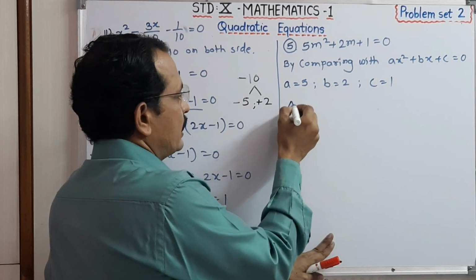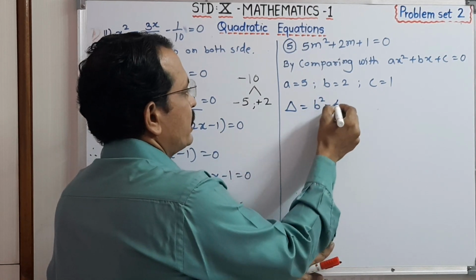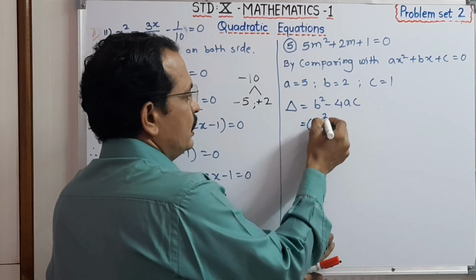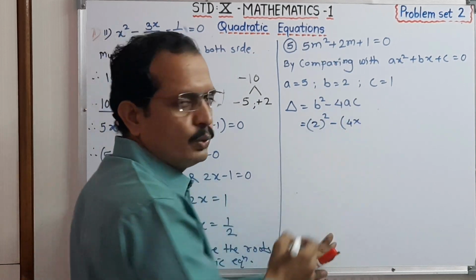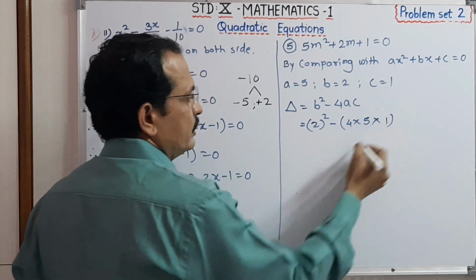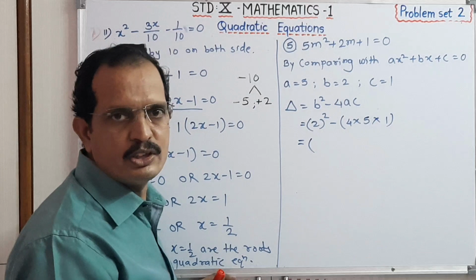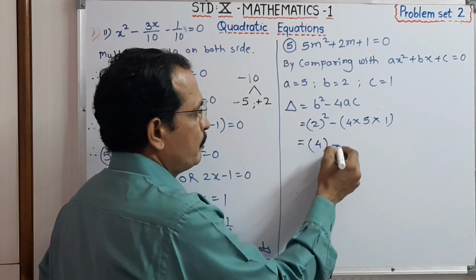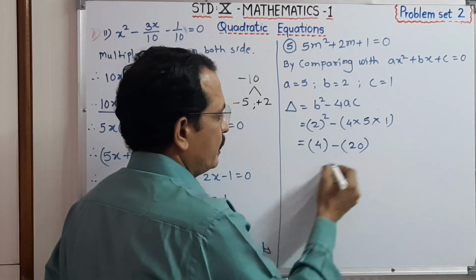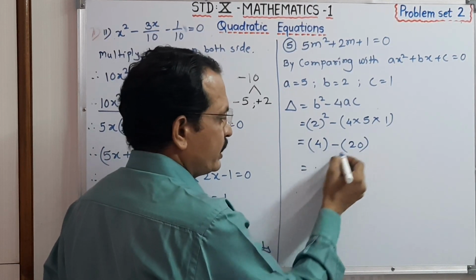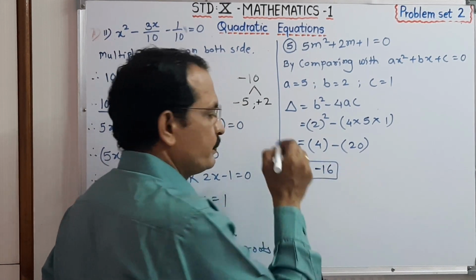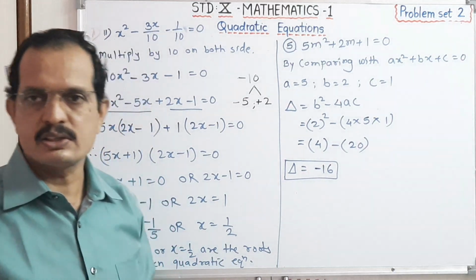Now delta is equal to b square minus 4ac. Now dear student, b is 2 square minus 4 into, what is the value of a? It is 5 and here it is 1. Now square of this 2, it is 4 minus 4 5s are 20, here it is 4 minus 20, it is minus 16. Dear student, we get delta is minus 16.